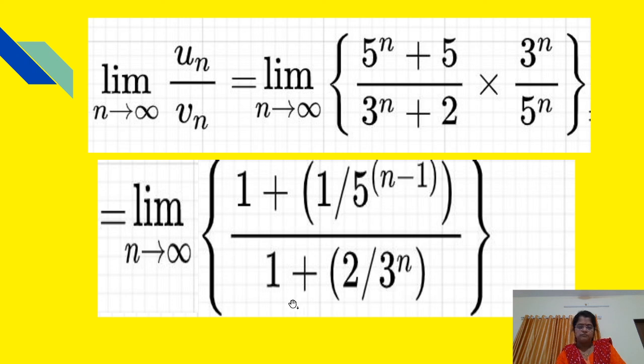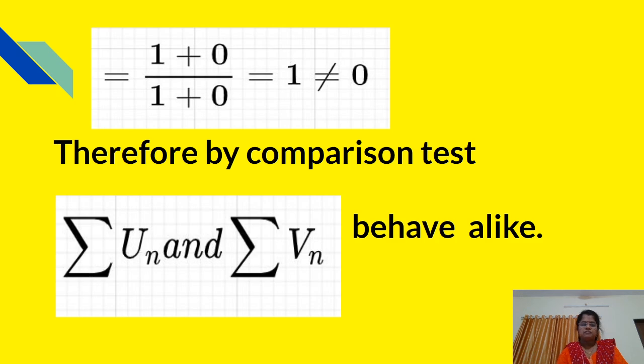Now when n tends to infinity, this 1 upon 5 raised to n minus 1 will tend to 0, and 2 upon 3 raised to n will also tend to 0. Therefore, we will get 1 plus 0 upon 1 plus 0, which is equal to 1 and which is not equal to 0.